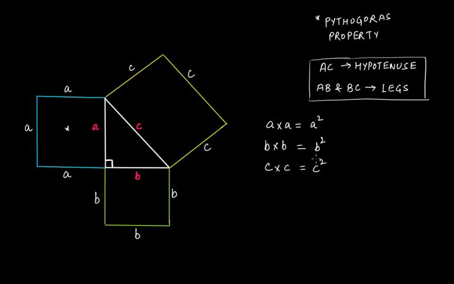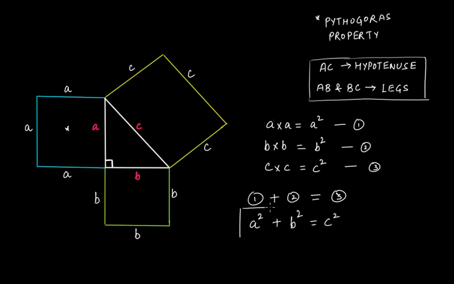According to Pythagoras property, this is 1, 2 and this is 3. If you add 1 plus 2, that is this A square plus B square, this will be equal to 3, that is C square. So A square plus B square is equal to C square. This is Pythagoras property of a right angled triangle.